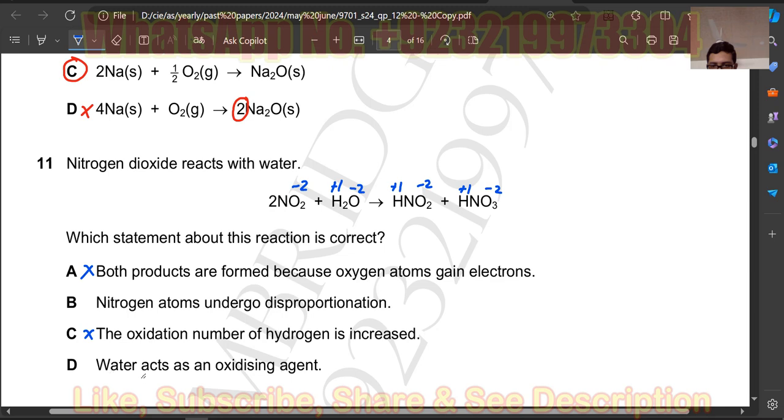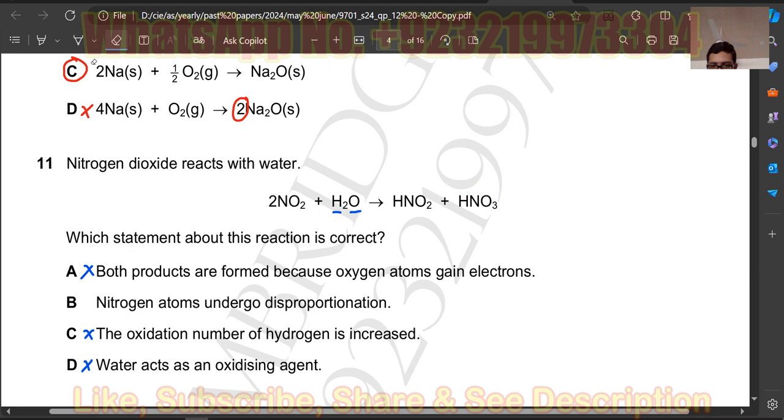Again, it is not changed, so it is again not the right answer. D option says water acts as an oxidizing agent. If it acts as an oxidizing agent, then either the oxidation number of hydrogen or the oxygen should be changed, which we see here it is not changed. It indicates that this option D is also incorrect. Now the last option is B, which says the nitrogen atoms undergo disproportionation.